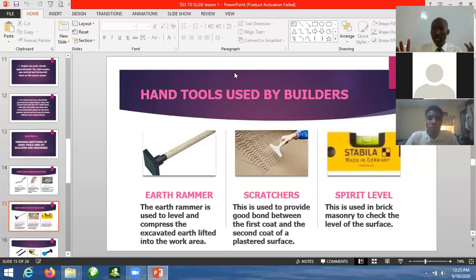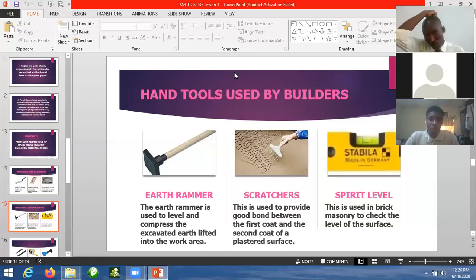Then when you are applying the second coat, it can stick well. It can form a formidable bond. Do you understand? Yes, sir. So that is what the scratcher does. Are we together? Yes, sir. Good. So the scratcher is used to scratch the first coat so that the second coat can have a good bond with the first. Cool. Do you understand? Yes, sir.